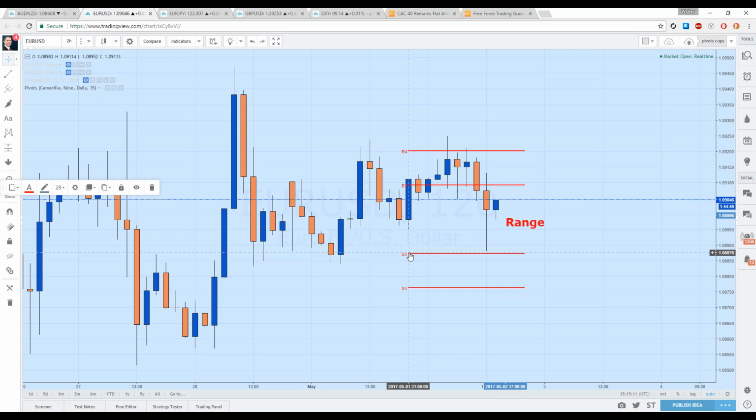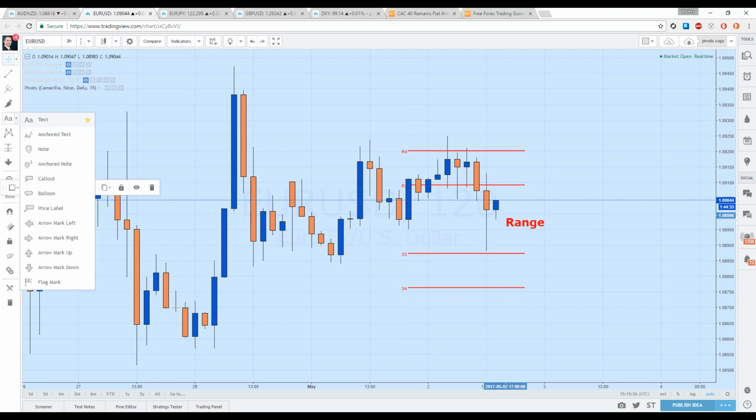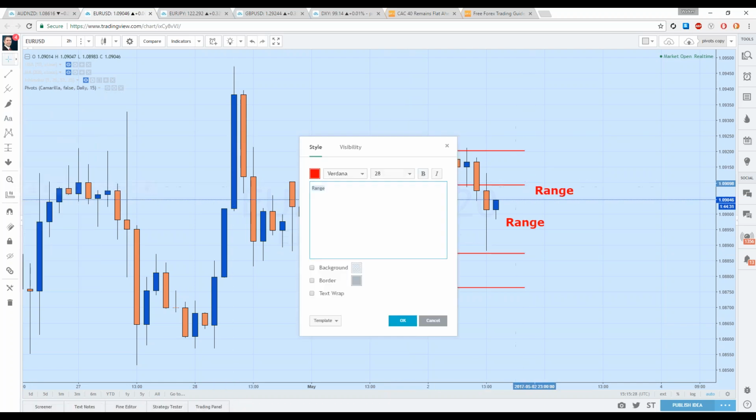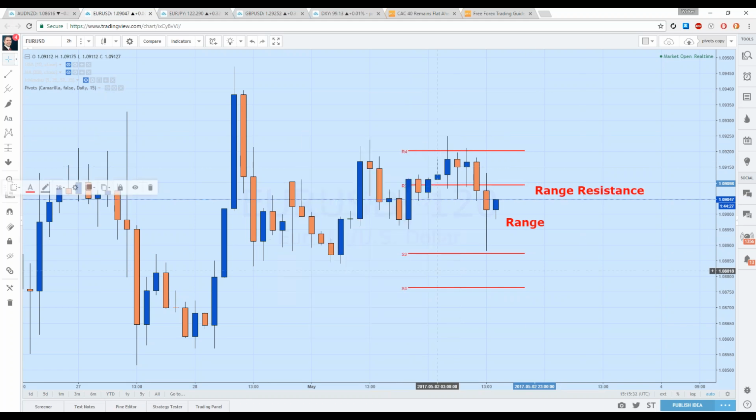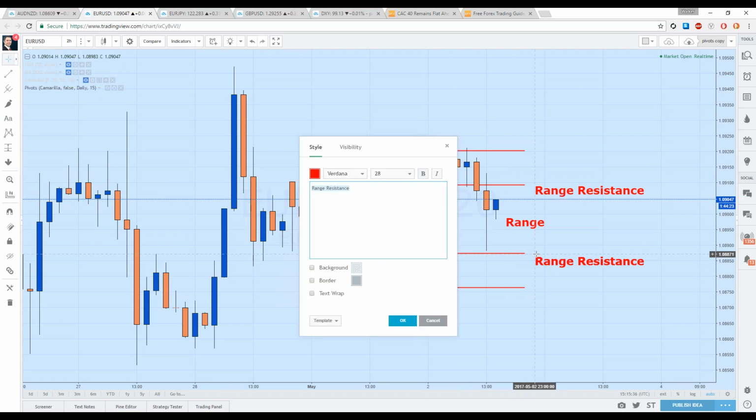Now, why do we call it a range? It goes back to Technical Analysis 101. What is a trading range? It's an area where markets trade flat in between values of support and resistance. So for this reason, what I'm going to do is highlight R3 as range resistance and back down here at S3, this is going to be my key value of range support.